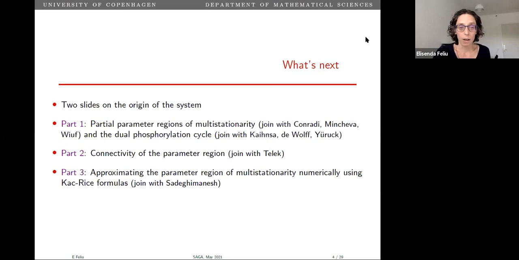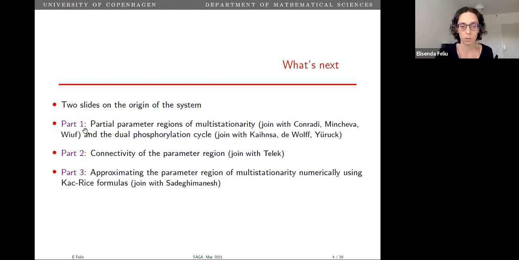So what's coming now is 2 slides on the origin of the system, such that you know where it comes from and you know why it's important. But as I said, not much emphasis will be put on that. And then there are 3 parts of lead independent questions.